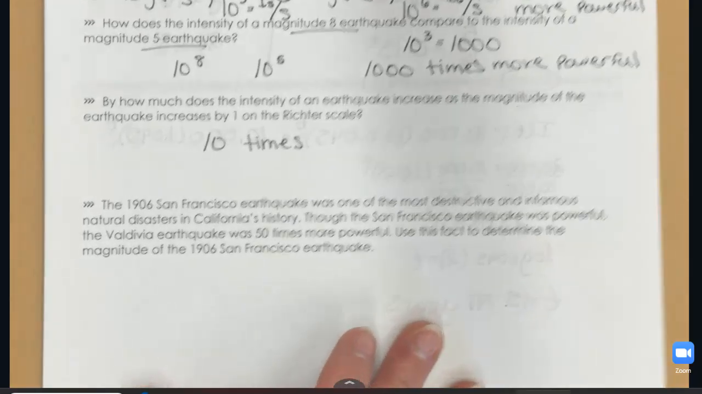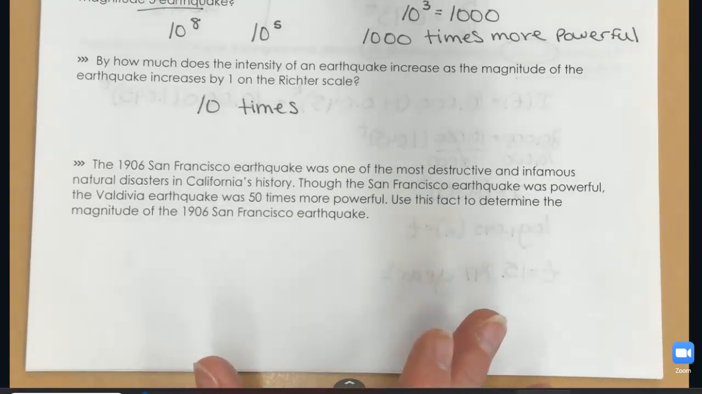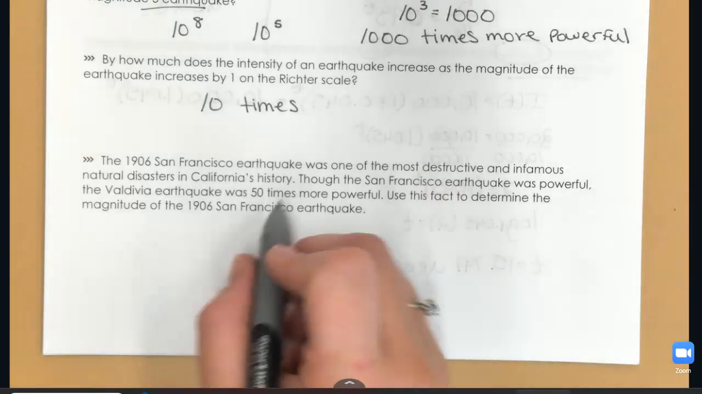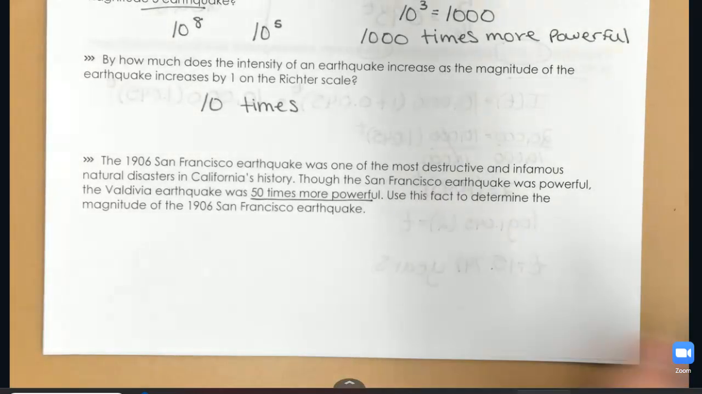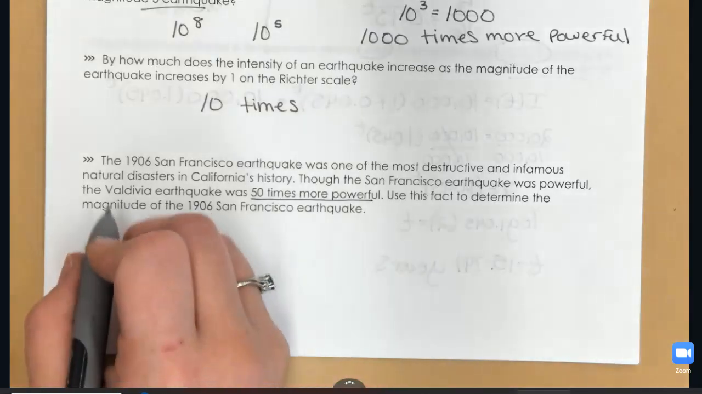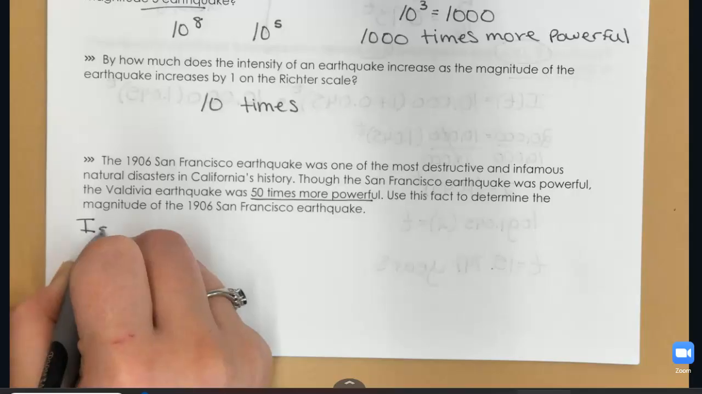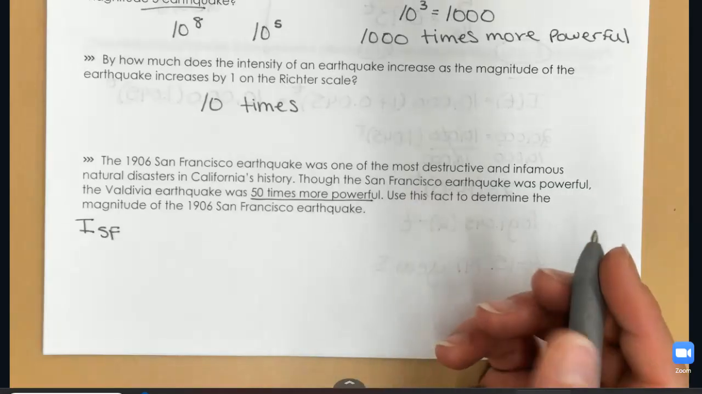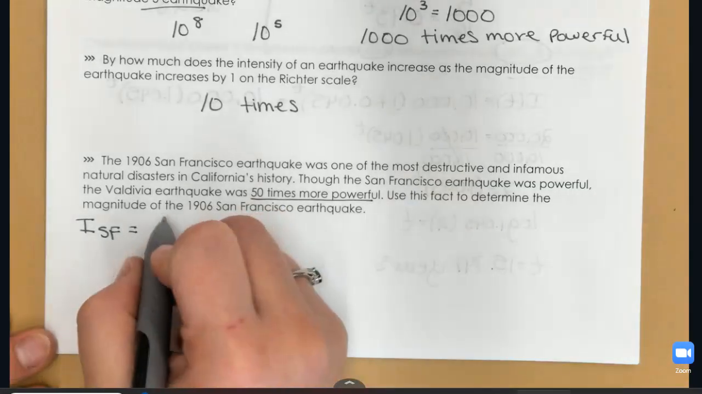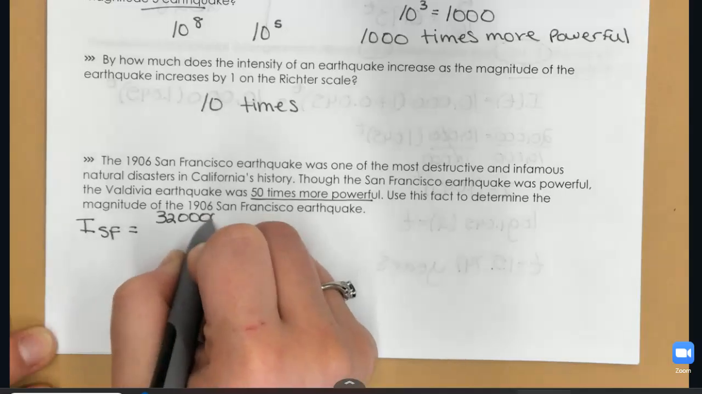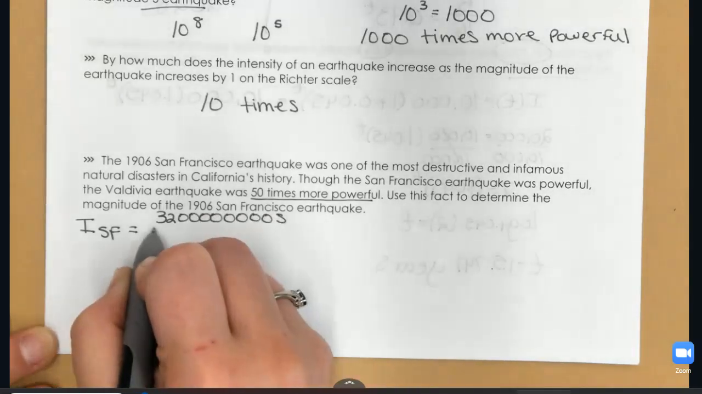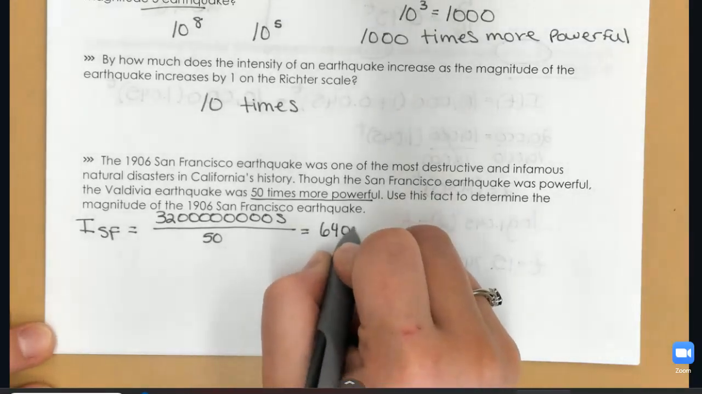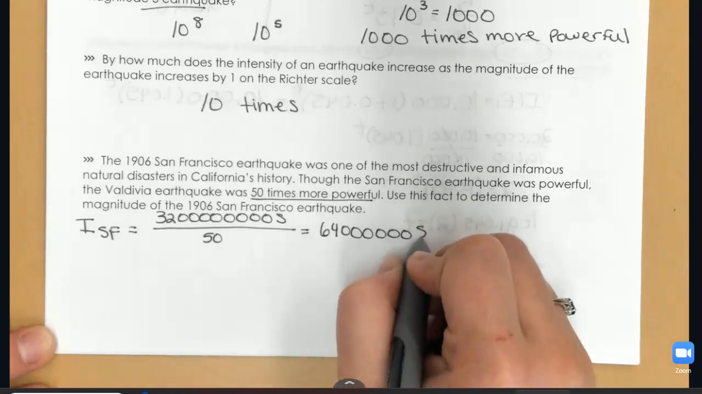Okay, so the last part we're going to look at is this historic San Francisco earthquake, which is quite destructive, but it was not as severe as the one that happened in Chile. The one in Chile was 50 times more powerful. So if I want to determine the magnitude of this earthquake, what I'm going to need is the intensity for the San Francisco earthquake. And if the one in Chile was 50 times as powerful, that means I can take the one from Chile, that 3.2 billion S, and divide it by 50. And what that will give me is 64 million. So that's 6 zeros S.